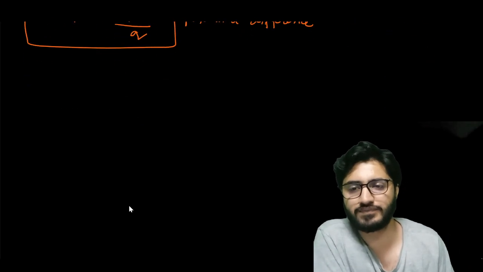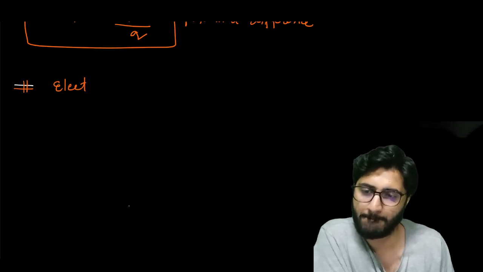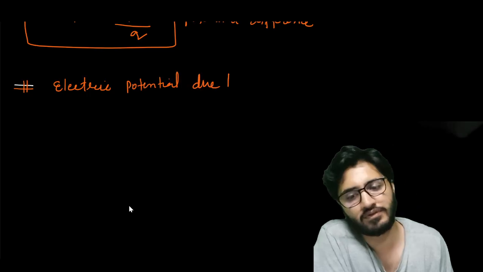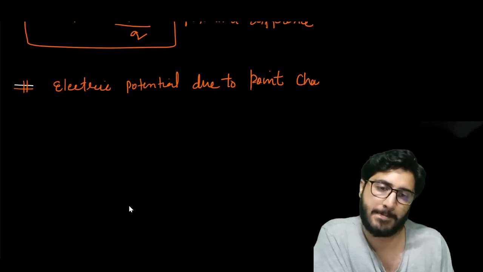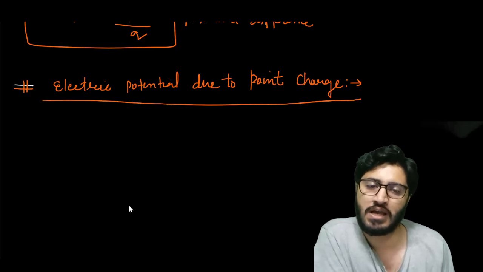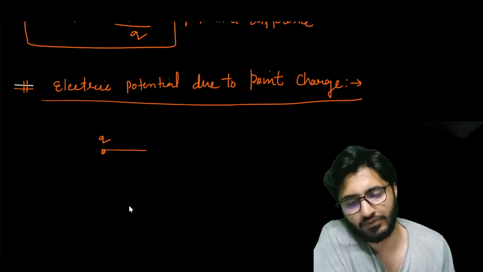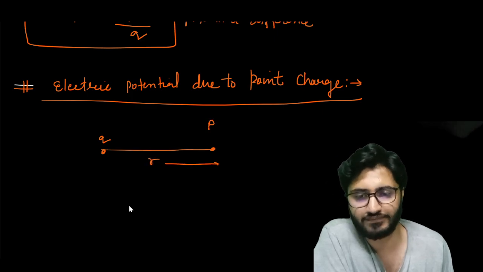So let's start one more topic known as electric potential due to point charge. Electric potential due to point charge. Here I have charged particle Q. Here is my point P. Distance is R.